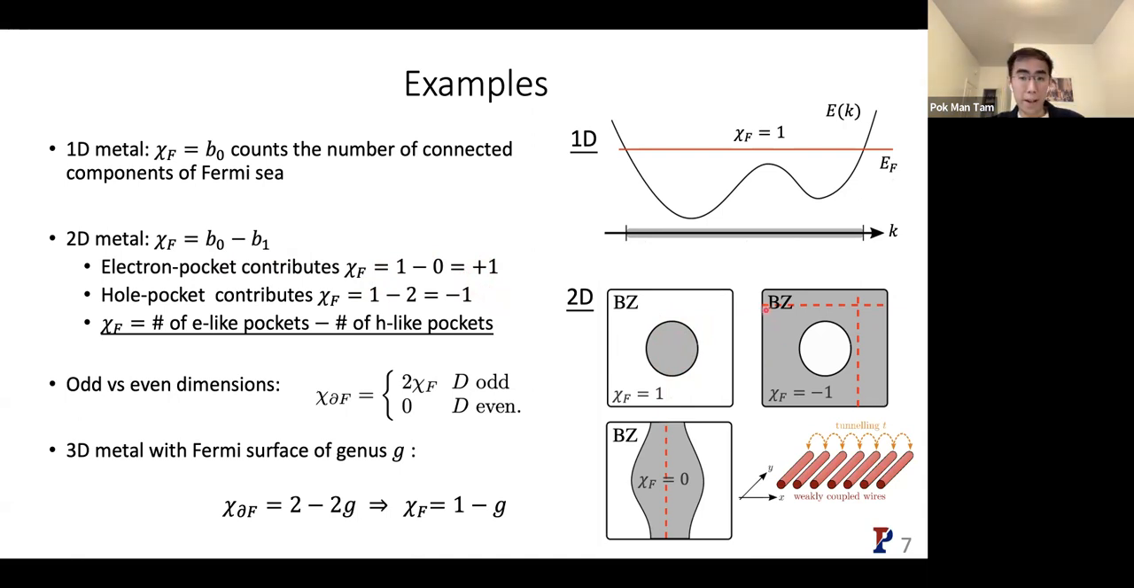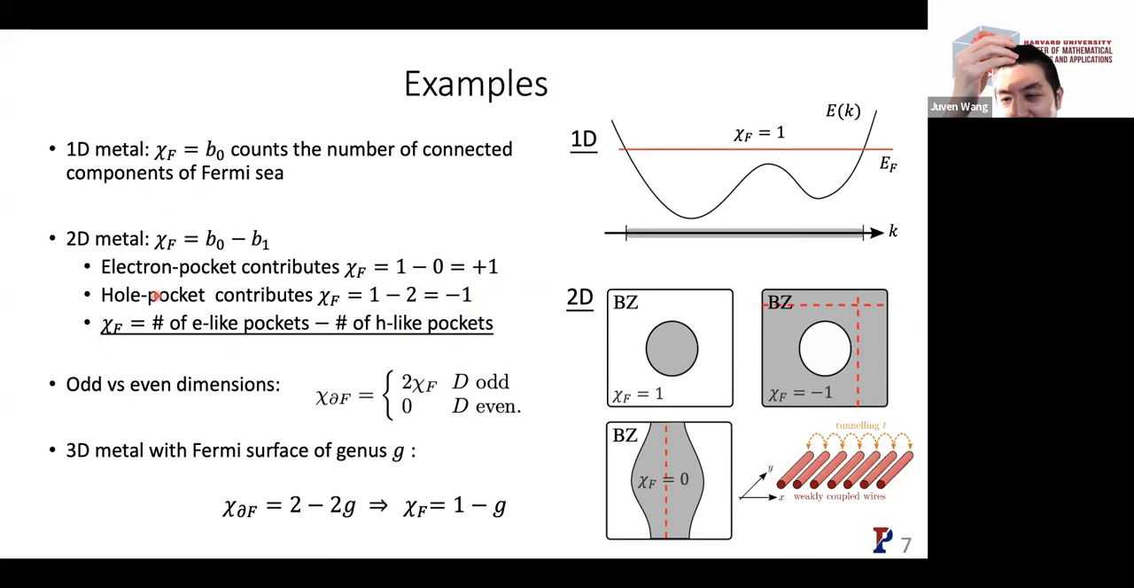For each hole pocket, you can draw two non-trivial cycles, and so B1 equals 2. And so the Euler characteristic equals -1 for each hole pocket. In general, when you have some number of electron pockets and some number of hole pockets, the Euler characteristic for the Fermi sea in 2D equals the difference of these two numbers. Okay, I can give you many more examples in higher dimensions, but let me, am I going to get a question somehow, Juven?